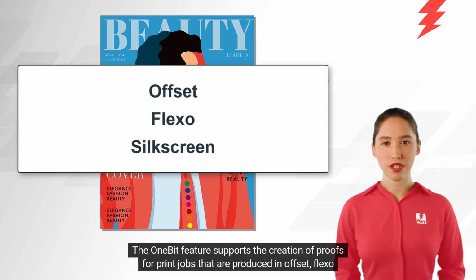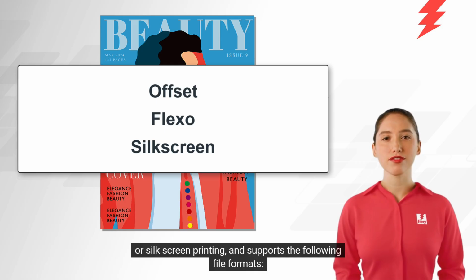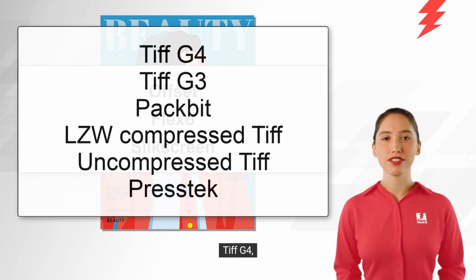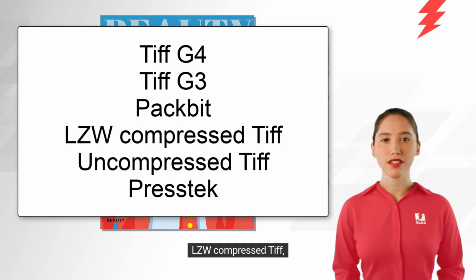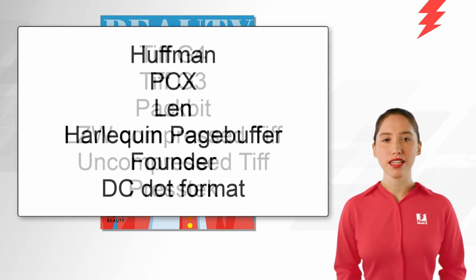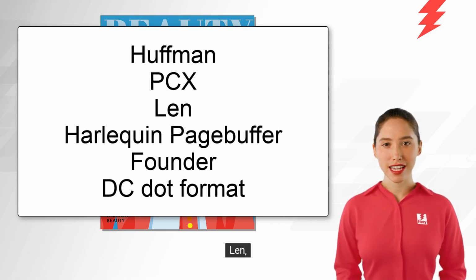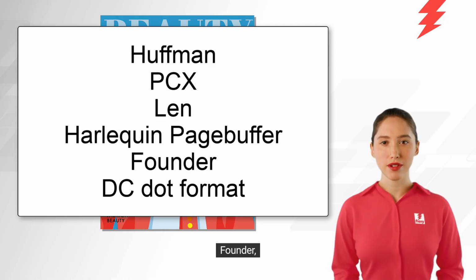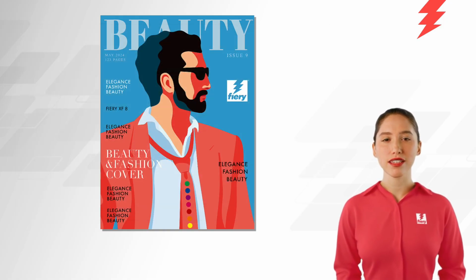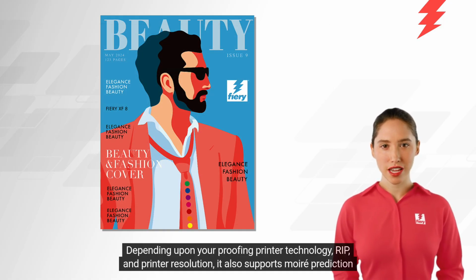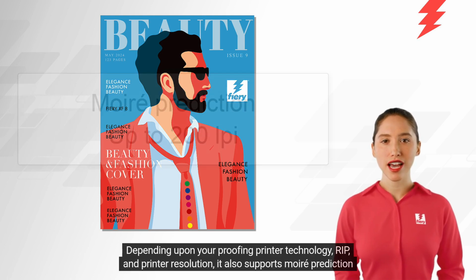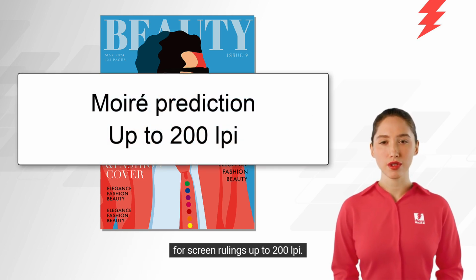The OneBit feature supports the creation of proofs for print jobs that are produced in offset, flexo, or silkscreen printing and supports the following file formats: TIFF D4, TIFF D3, PACBit, LZW compressed TIFF, uncompressed TIFF, PressDeck, Huffman, PCX, LEN, Harlequin page buffer, Founder, and DC dot format. Depending upon your proofing printer technology, RIP, and printer resolution, it also supports moiré prediction for screen rulings up to 200 LPI.